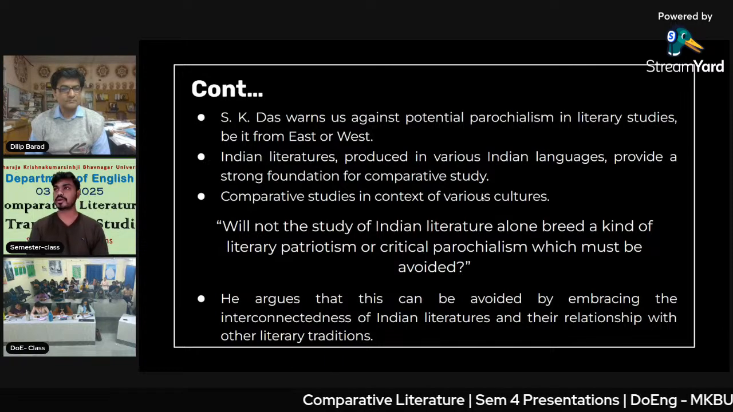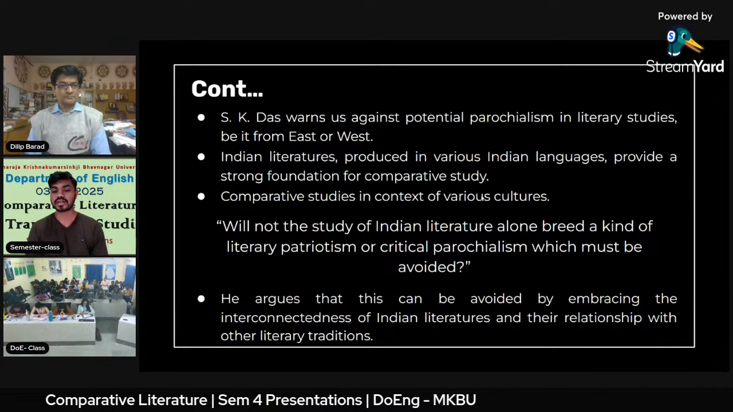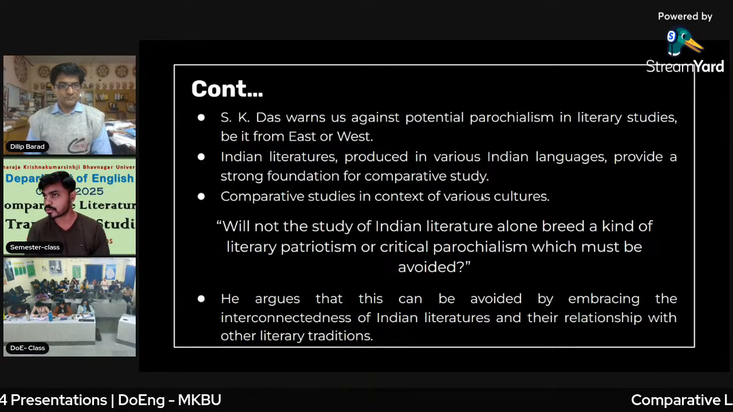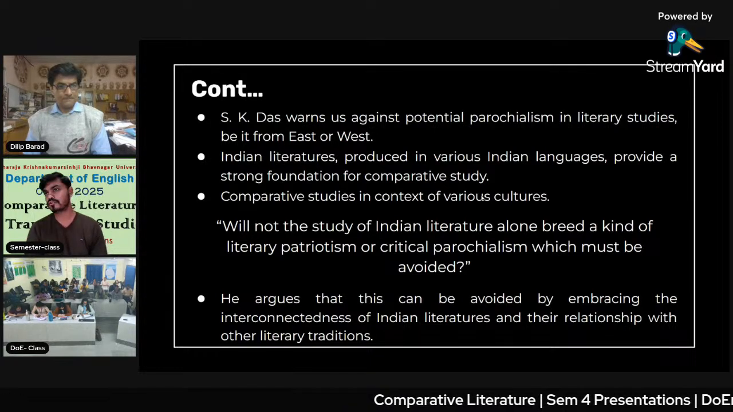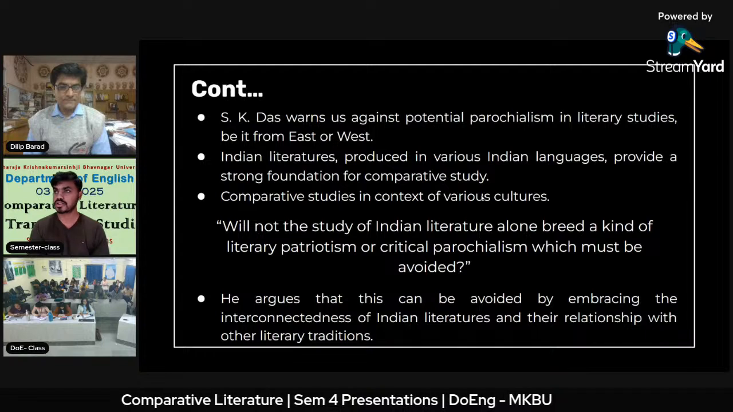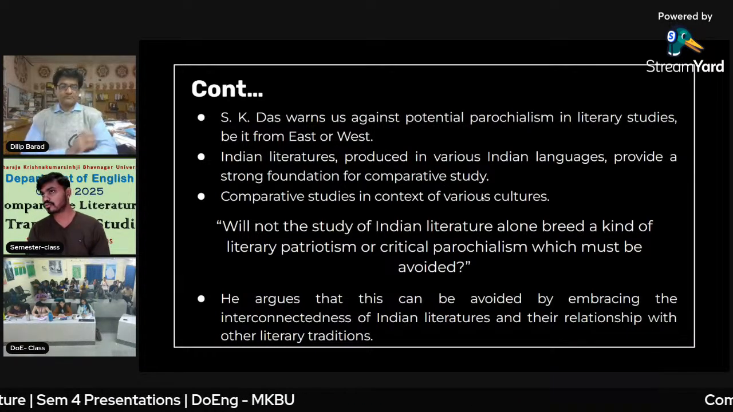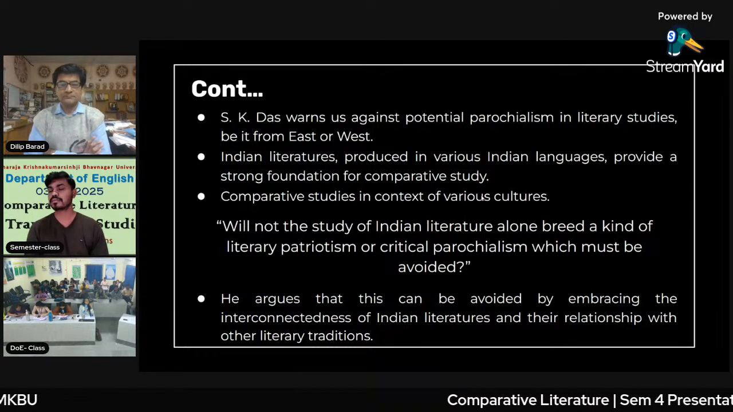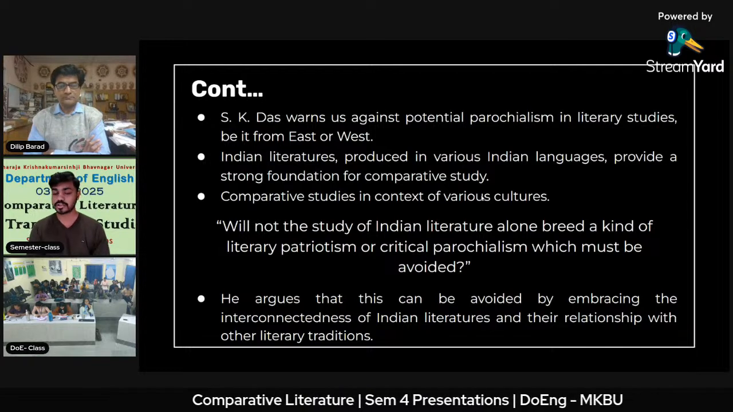This parochialism can be avoided by embracing the diversity of Indian languages, the interconnectedness of Indian literature, and its relationship with other literary traditions also. And from history, we can see that Indian literature has influenced and has been influenced by many other languages and literary traditions. India has given birth to languages like Urdu, and in history, Sanskrit plays have been translated and read by various other literary disciplines also.